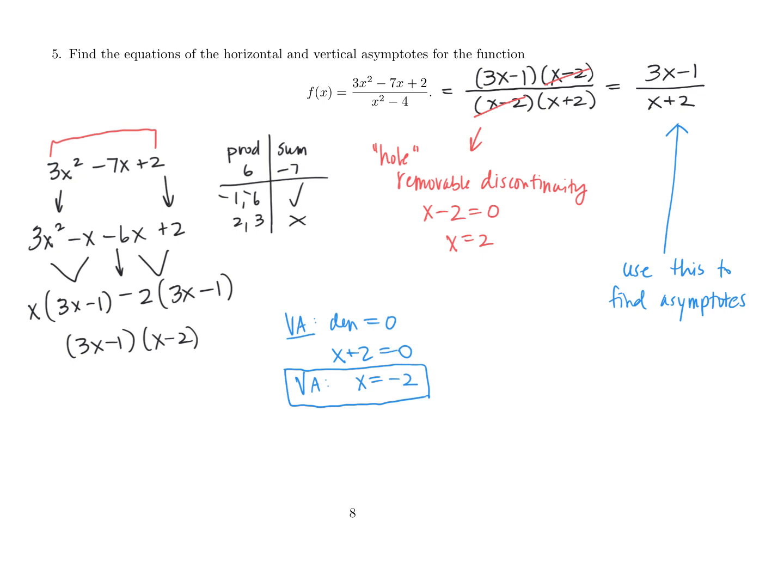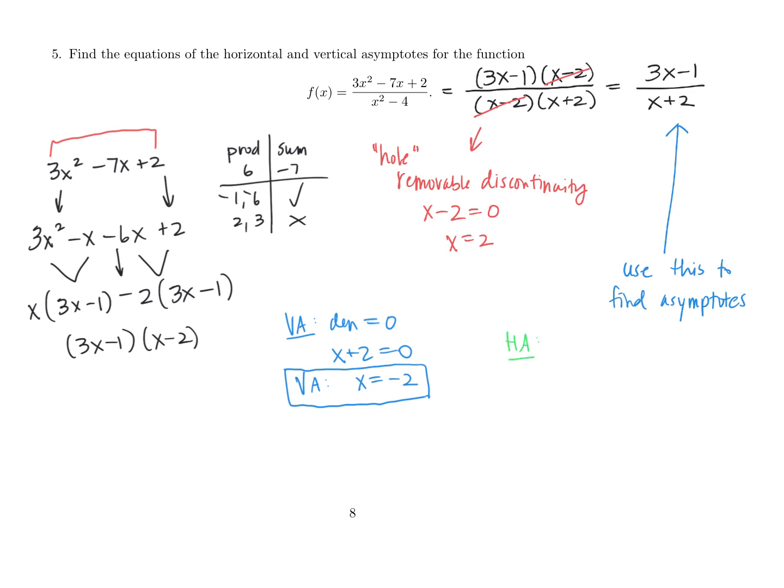An asymptote is an imaginary line, okay? It's a line that's there, so it has to be an equation. You cannot just put VA equals -2. That's not correct. It needs to be x equals -2. Okay, then we're going to have the horizontal asymptote.